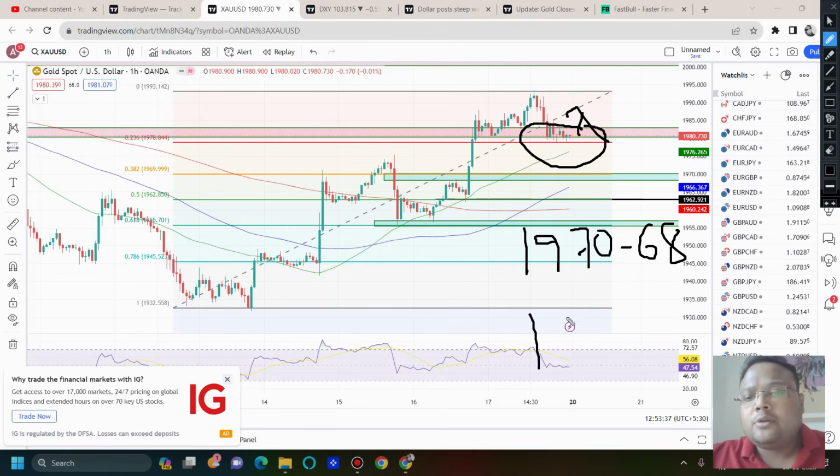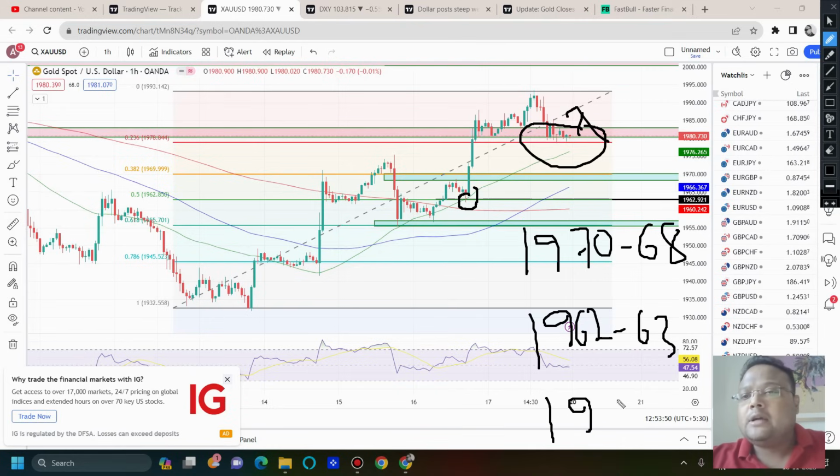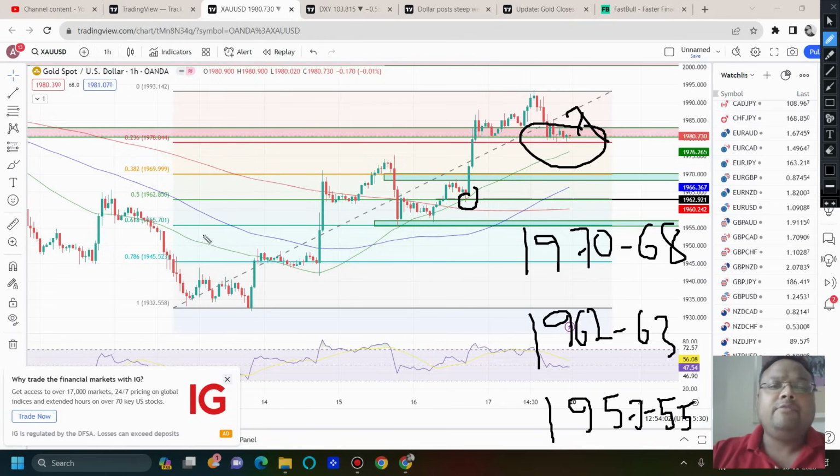The second support on the chart of gold is around 1962 to 1963 because of the FIBO 50% retracement level, and we can also see previous price rejection around the area. And the third support is around 1957 to 1955. And why? Because of previous support around this area and the FIBO 61.8% retracement level.